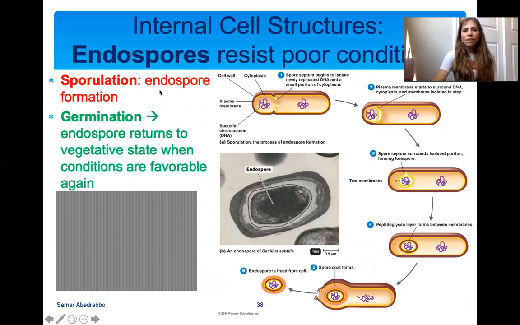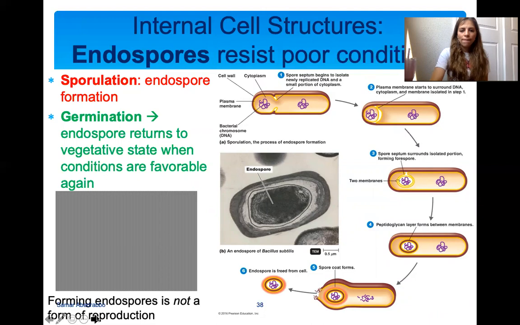When cells are in unfavorable conditions and form endospores, we call that sporulation, making a spore or endospore. When the environment is good again, cells want to reproduce and go back to their natural state, so they can germinate, or return to their vegetative state. Germination is when the endospore goes back to its vegetative state because conditions are good again. And I want everyone to know that forming an endospore is not a form of reproduction. The environment is bad, so the cell forms an endospore, and that's sporulation. Then if the environment is good again, it'll germinate.